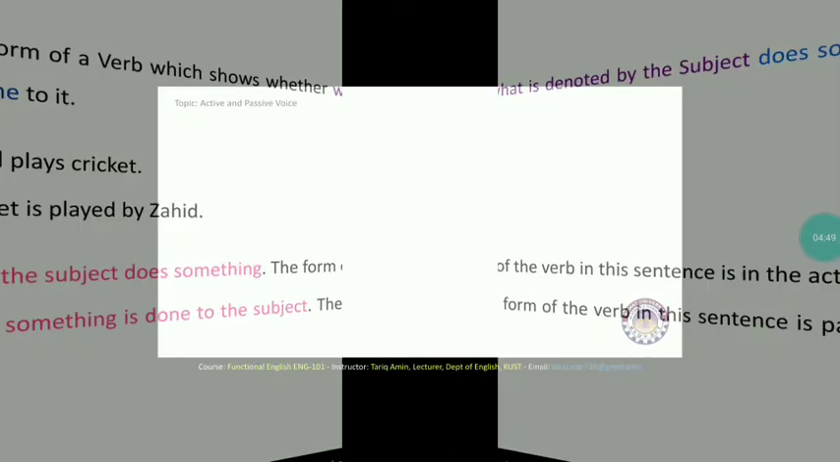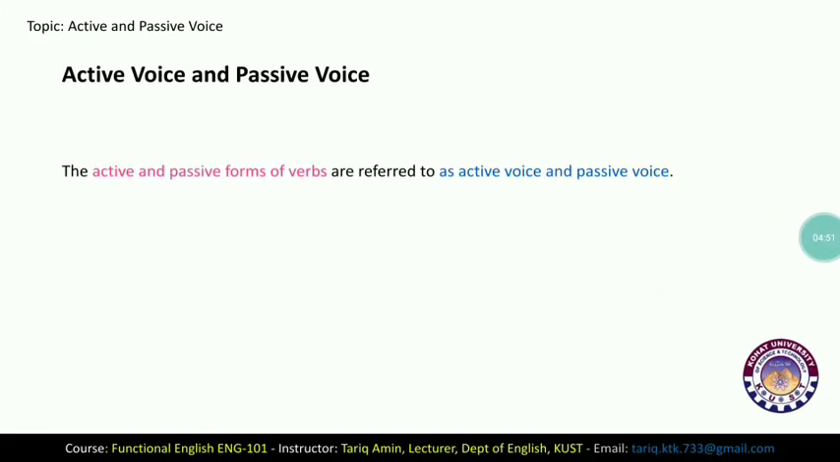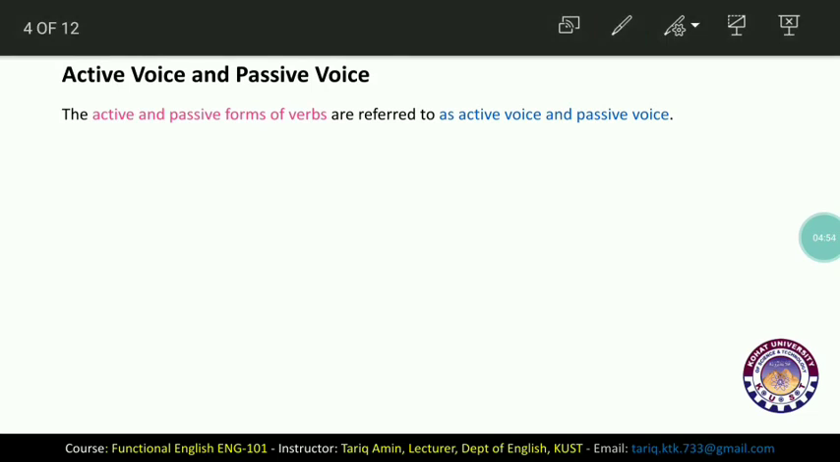Active voice and passive voice. The active and passive forms of verbs are referred to as active voice and passive voice. This is clear from the previous slide: the active form of verb is referred to as active voice, and the passive form of verb is referred to as passive voice.